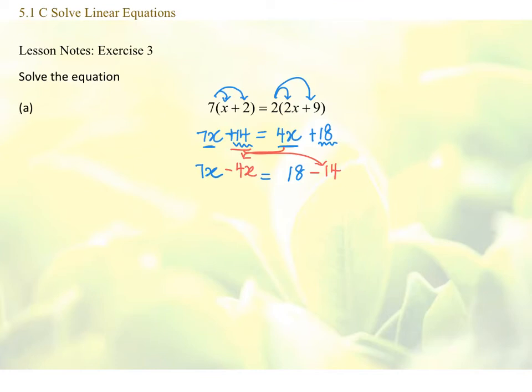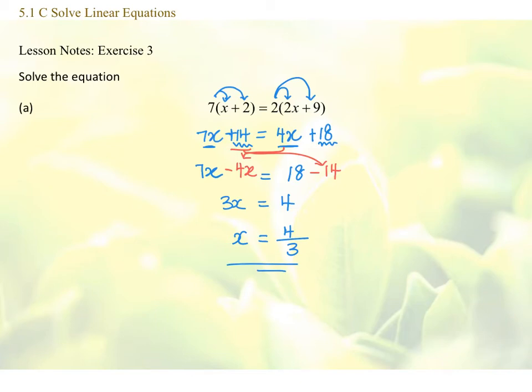That leaves me with, after simplifying, 3x equals 4. 3 units of x is equal to 4. How do we get 1 unit? So divide by 3. And that will be 4 over 3, the answer.